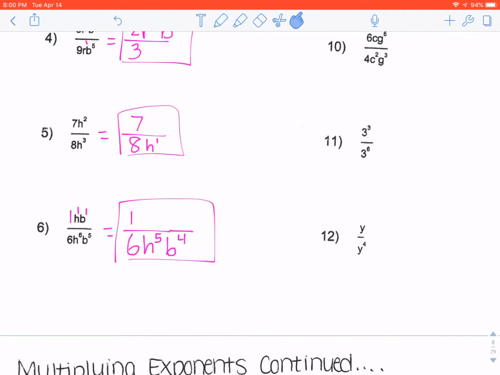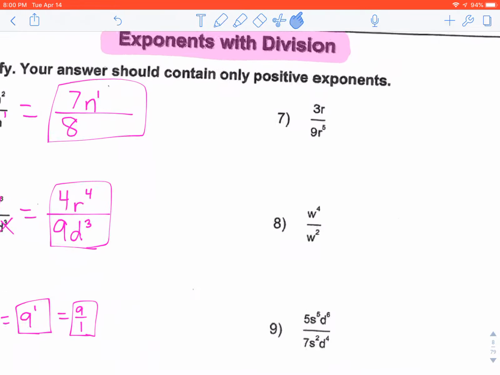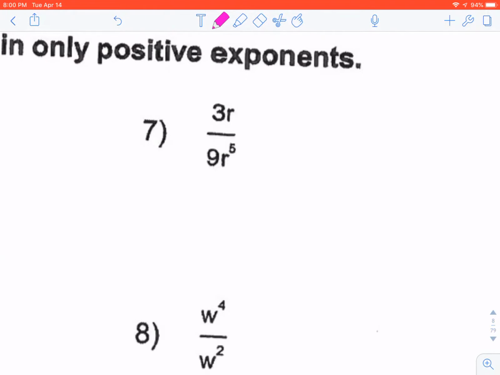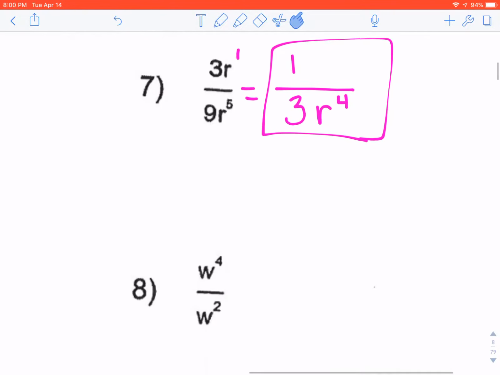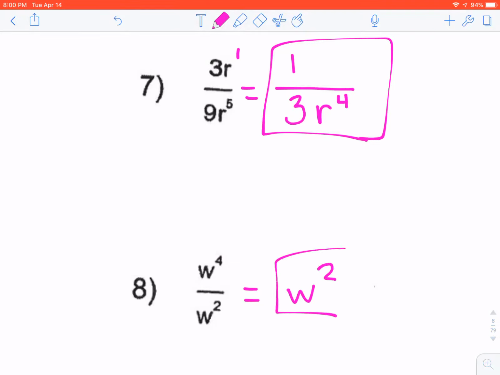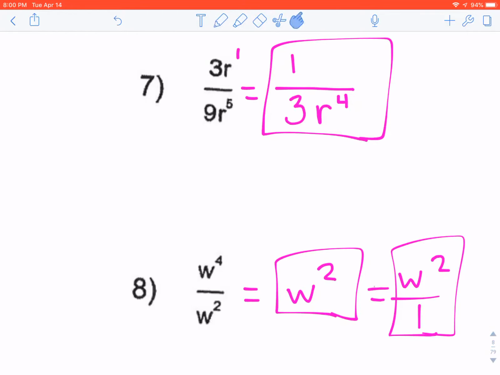Okay, all right, let's go up here. Number 7, so I'll go a little bit faster here. Again, if you need more explanation, please email me. So 3/9 on your calculator reduces to 1/3, and then your r becomes r to the 4th on the bottom because the bigger exponent's on the bottom. Number 8 is w to the second, or w to the second over 1, again, because the bigger exponent's on the top.